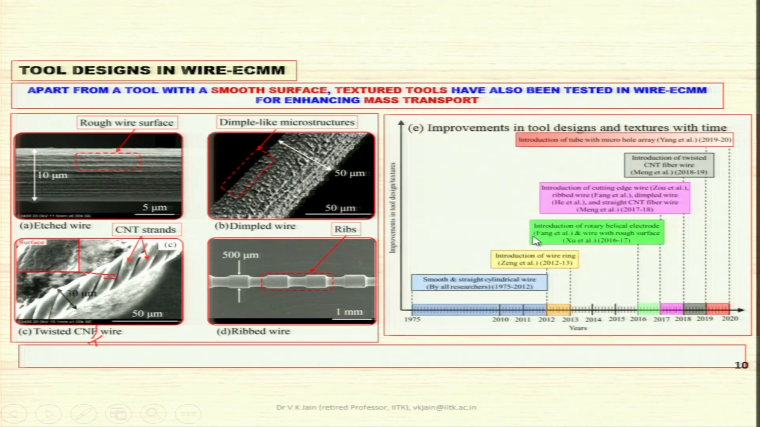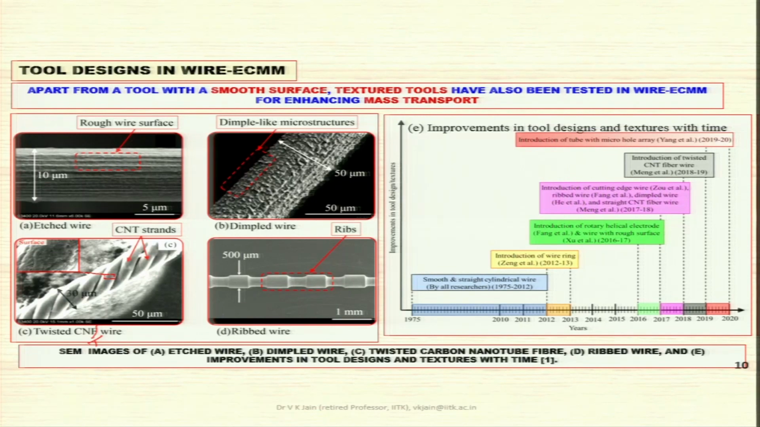Improvements in tool designs and textures with time. You can see over here introduction of tube with micro hole arrays, introduction of twisted carbon nanotube fiber that is shown over here, introduction of cutting edge wire, ribbed wire is over here, introduction of rotary helical electrode, you can rotate the tool, introduction of wire ring and smooth and straight cylindrical wire. So in different years, different types of wires for wire electrochemical micromachining and wire electrochemical machining have been proposed by different researchers across the globe. So you have to choose it appropriately according to your requirement of the machined component.